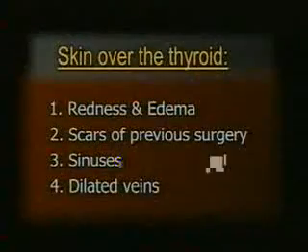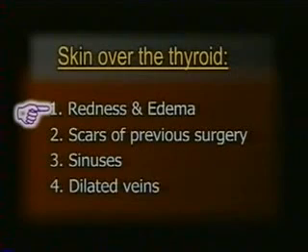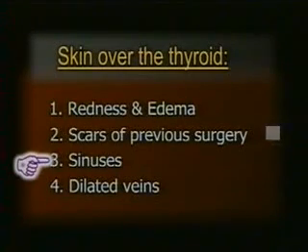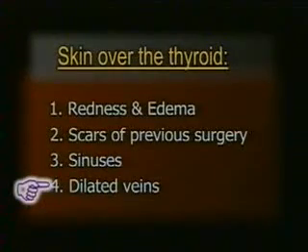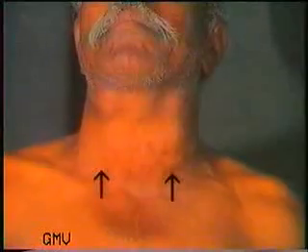Then inspect the skin over the swelling and look for redness and edema suggestive of inflammation, scars of previous surgery, sinuses, and dilated veins. Note this transverse scar of previous thyroid surgery, which tells us that this is a recurrent thyroid swelling. And this is a sinus in the midline of the neck discharging mucus-like fluid. This is a thyroglossal fistula.